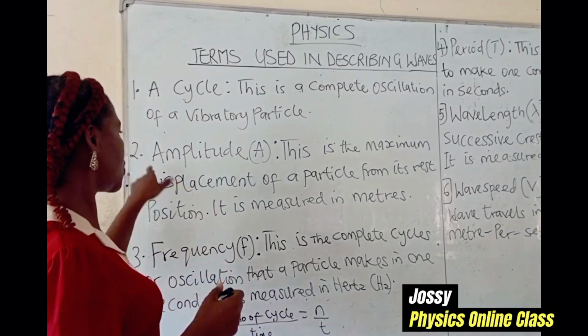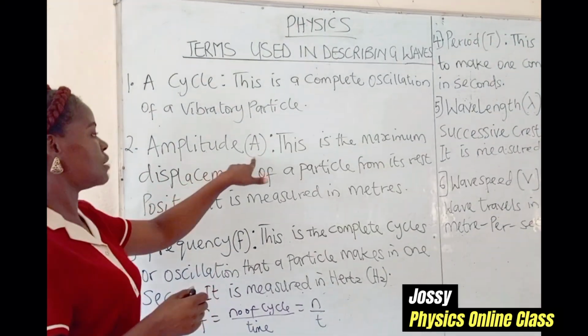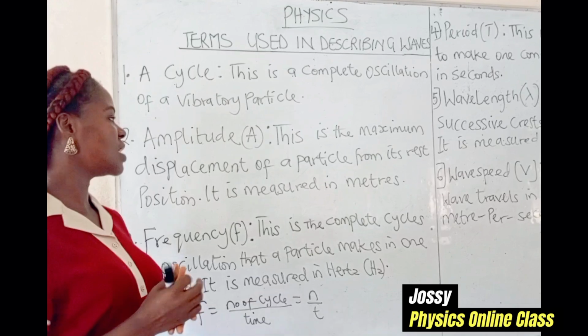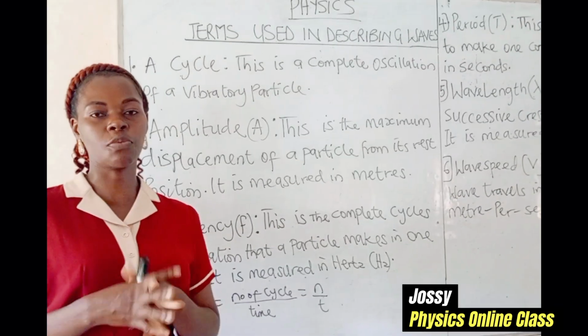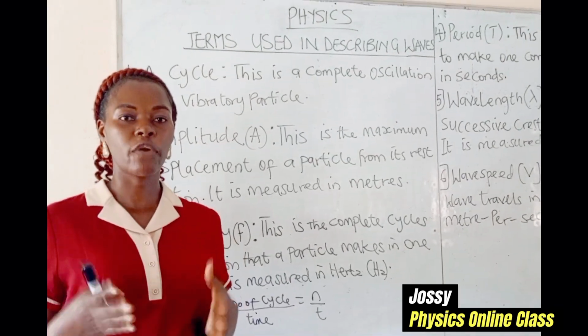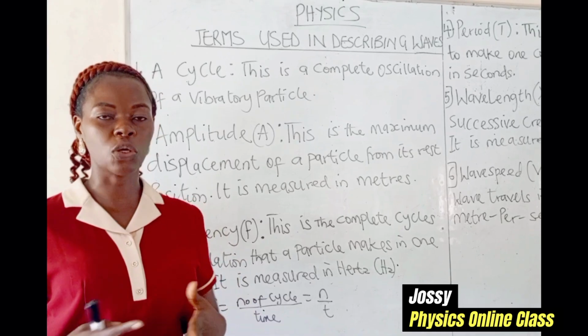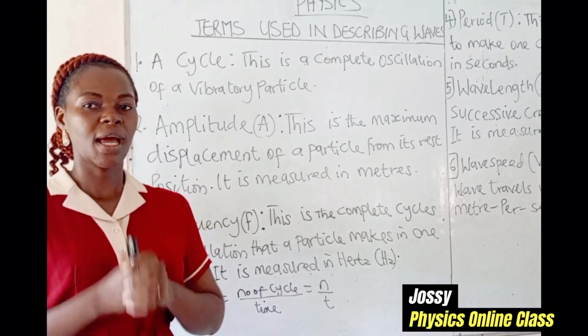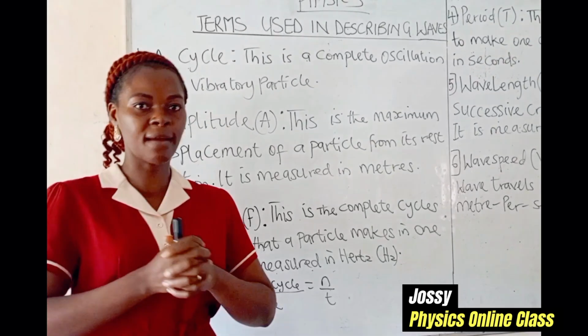Then the next one is what? Amplitude. The symbol is A. The amplitude is the maximum displacement of a particle performing simple harmonic motion from its equilibrium position. From its equilibrium position. I'm still going to explain that with a wave diagram.